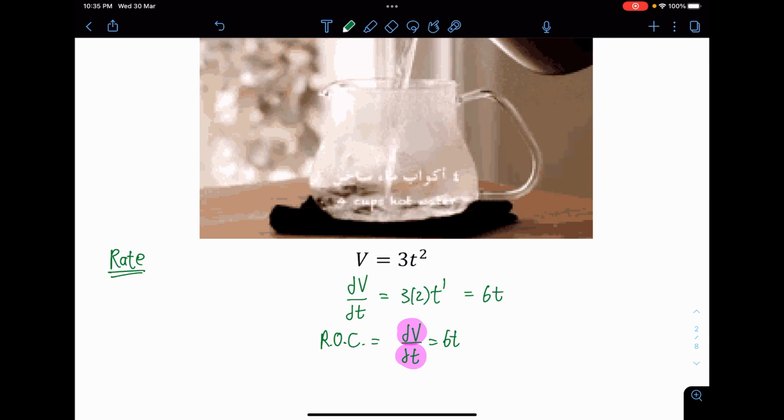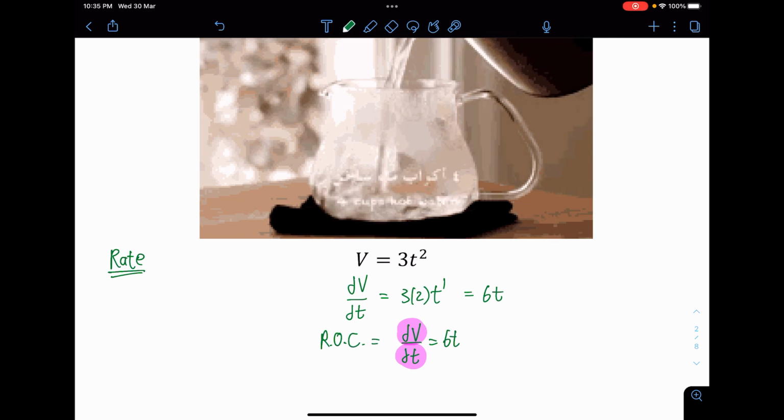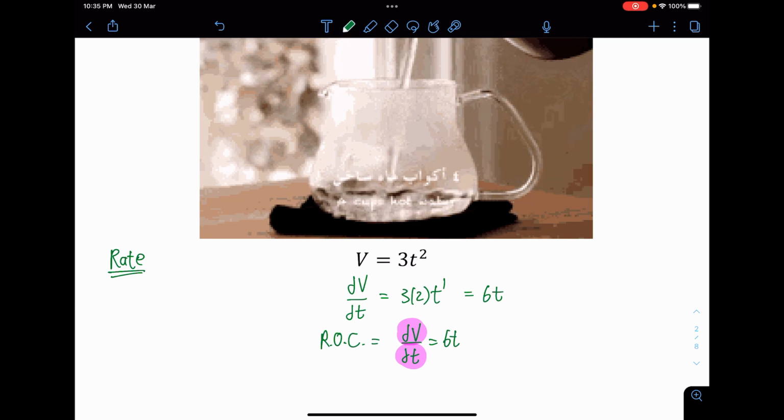So again, the bottom line is that rate of change is always dV over dt, or maybe dA over dt, where A is area. It is just a change of something with respect to time.